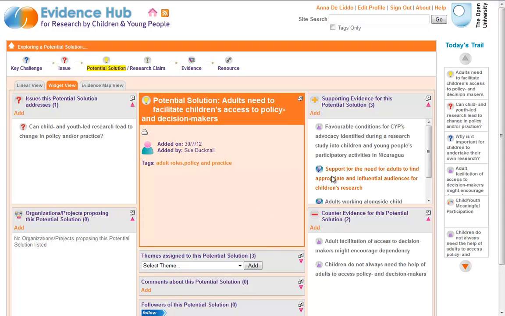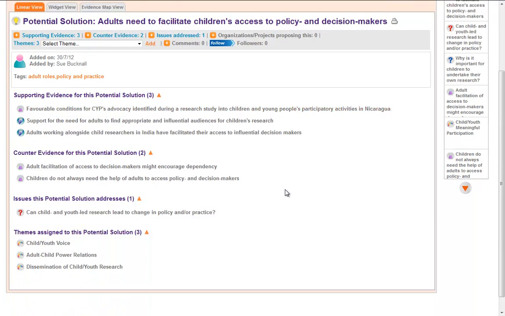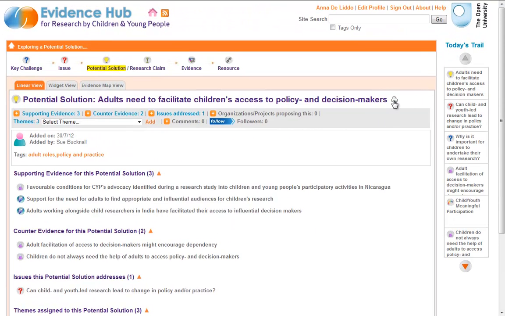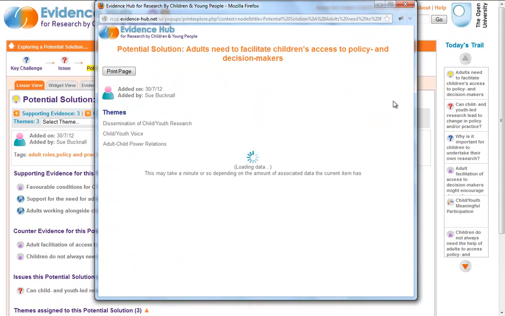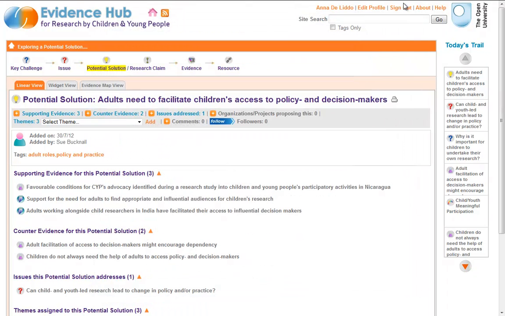Right now we're looking at the widget view. This can be browsed as a linear view, which looks more like this, where the supporting evidence and counter evidence are all grouped together. And if you wish to, you can print this out in a form that could be pasted into a Word document or some other environment.